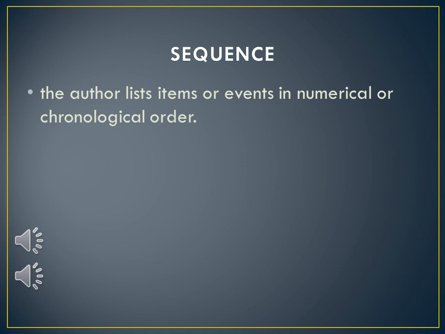Next one, we have sequence. When we say sequence, the author lists items or events in numerical or chronological order. Now, why is it important for us to know the sequence? It is one of many skills that contribute to students' ability to comprehend what they read. So the ability to sequence events in a text or even in your writings is a key comprehension strategy.